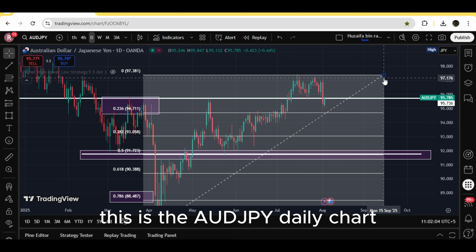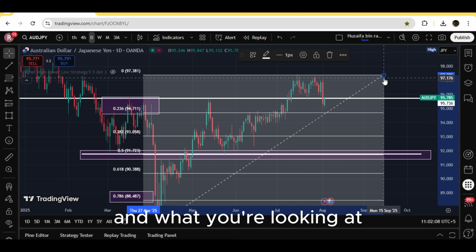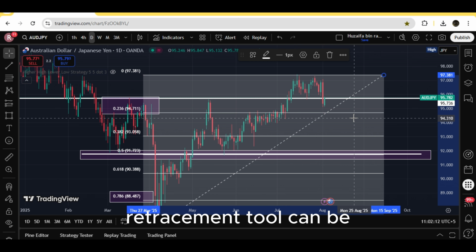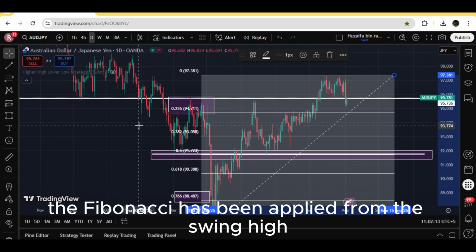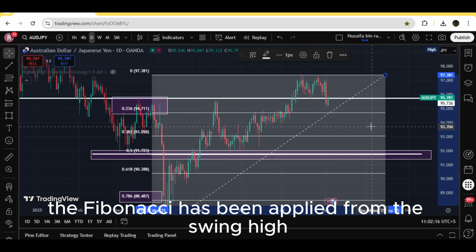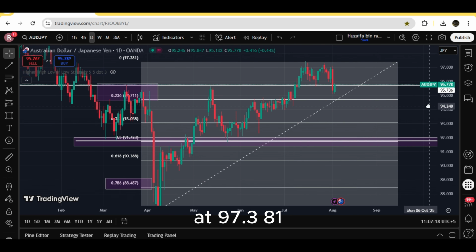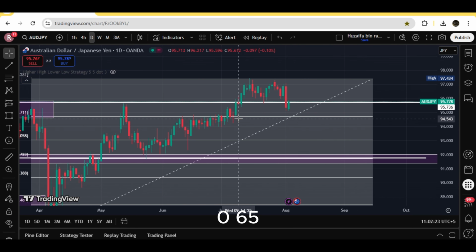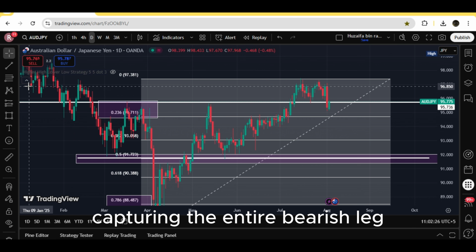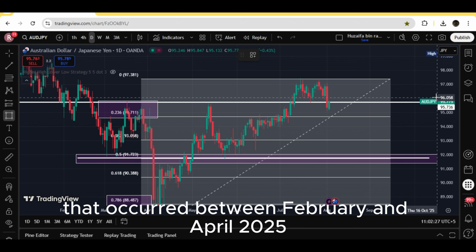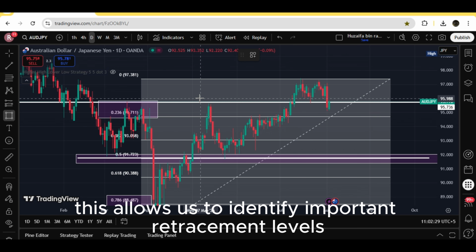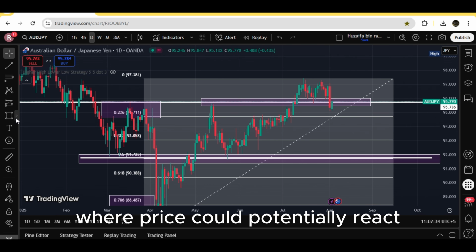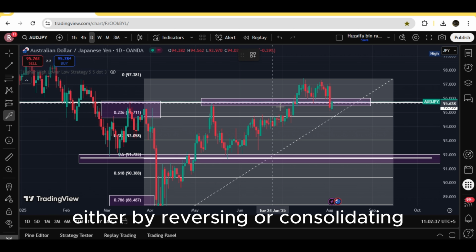This is the AUDJPY daily chart, and what you're looking at is a classic example of how powerful the Fibonacci retracement tool can be when used correctly. The Fibonacci has been applied from the swing high at 97.381 down to the swing low at 86.065, capturing the entire bearish leg that occurred between February and April 2025. This allows us to identify important retracement levels where price could potentially react, either by reversing or consolidating.